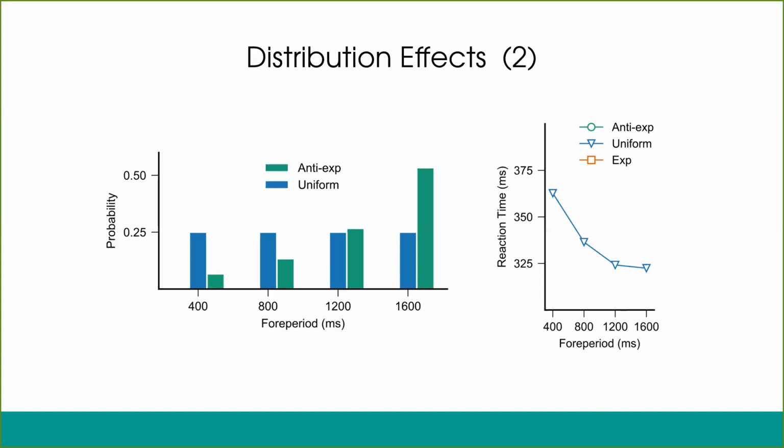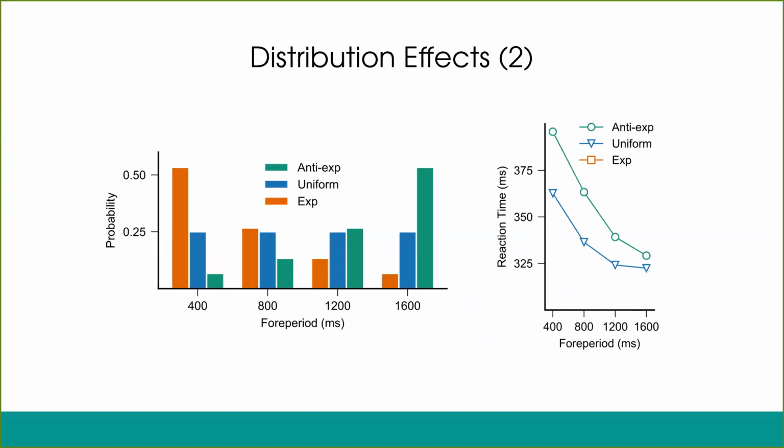Alternatively, one could use a higher proportion of long foreperiods within a block, known as the anti-exponential distribution. In this case, the reaction time foreperiod function becomes more expressed. In the case of a distribution containing a higher proportion of short foreperiods, known as the exponential distribution, the reaction time foreperiod function becomes flat.